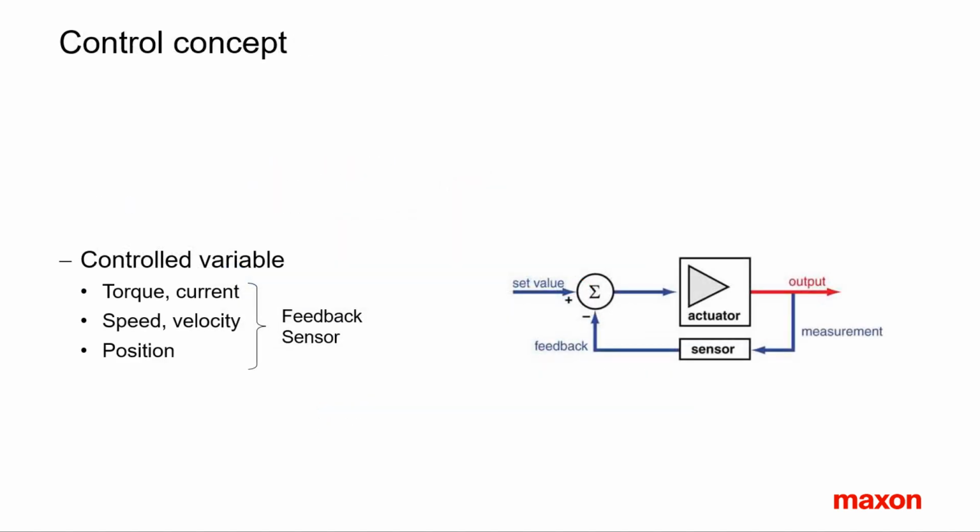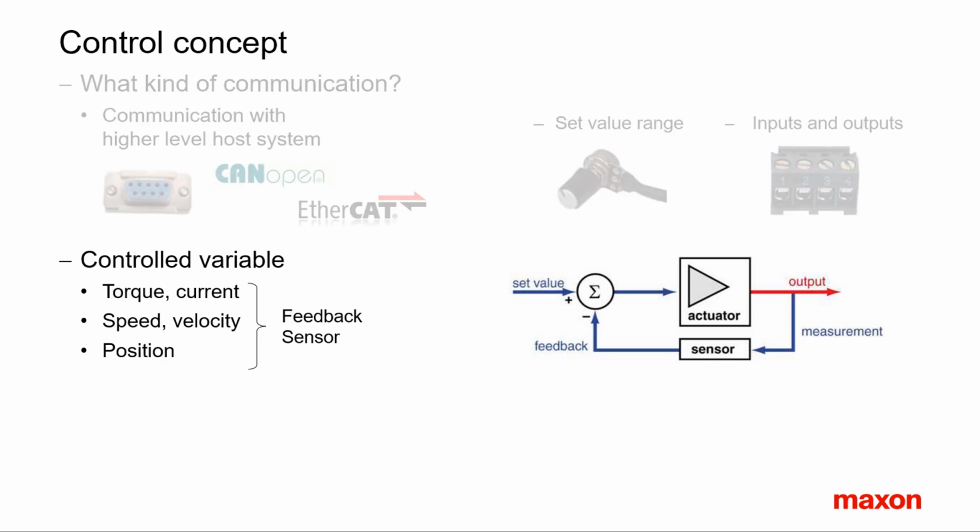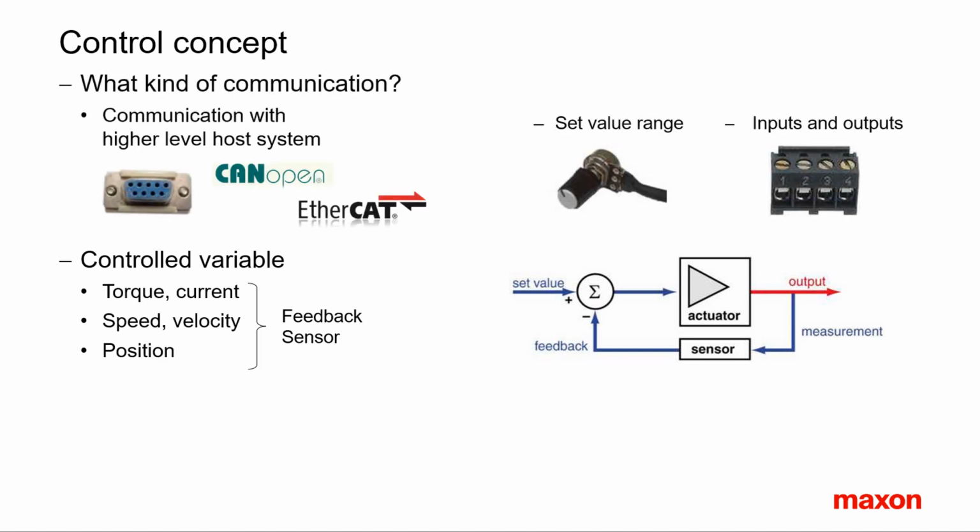Consider the following points. Which is my parameter to be controlled and how is it measured? Accordingly, a matching sensor type has to be defined. Are there additional sensors needed? How is the information passed on to the drive system? Is there a supervisor or master system? If yes, how does this higher level host system communicate with the drive?